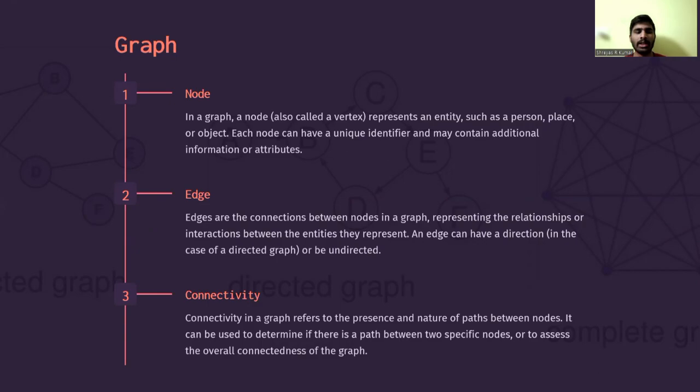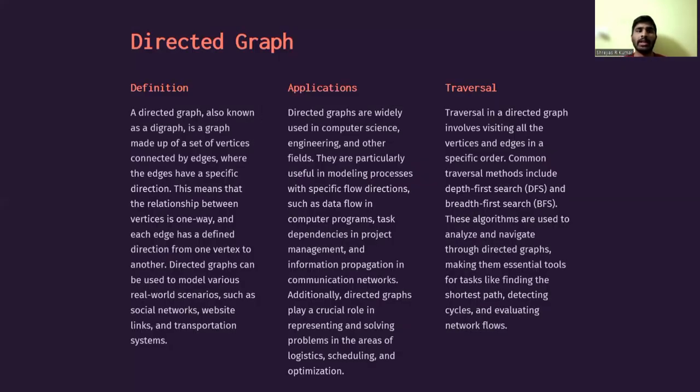Connectivity. Connectivity in a graph refers to the presence and nature of paths between nodes. It can be used to determine if there is a path between two specific nodes or to assess the overall connectedness of the graph. Let's see what a directed graph is. So the definition of the directed graph goes something like this.